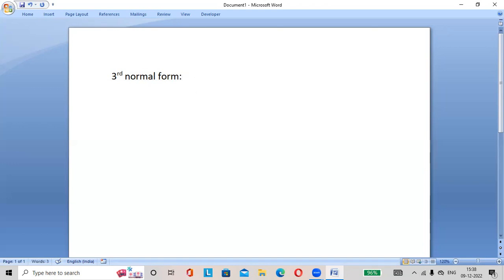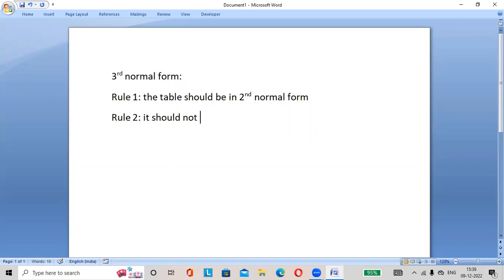Rule number 1: the table should be in second normal form. Rule 2: it should not have transitive dependency. Okay, these are the two rules of third normal form. First, we will create one table, the grade table.